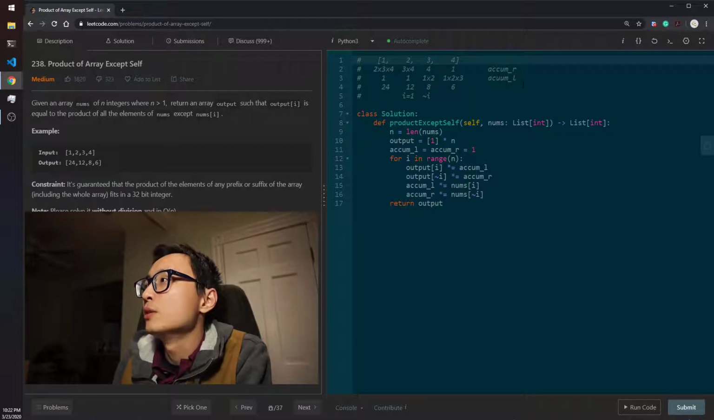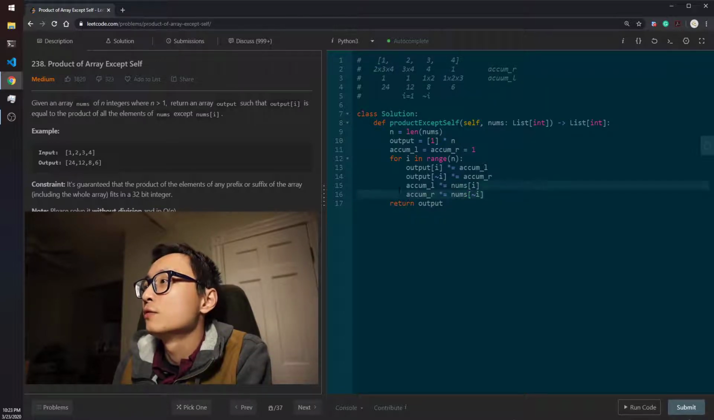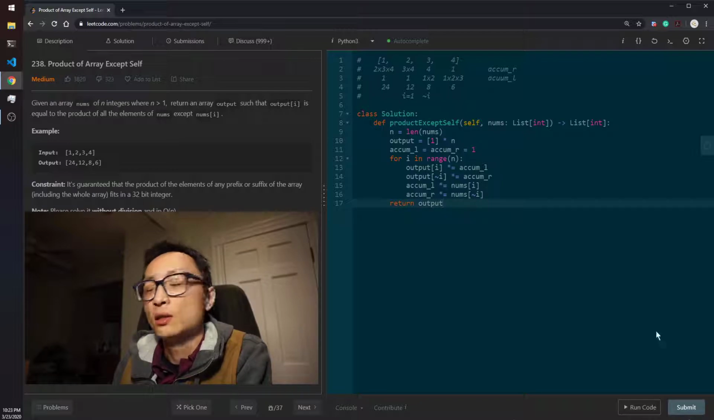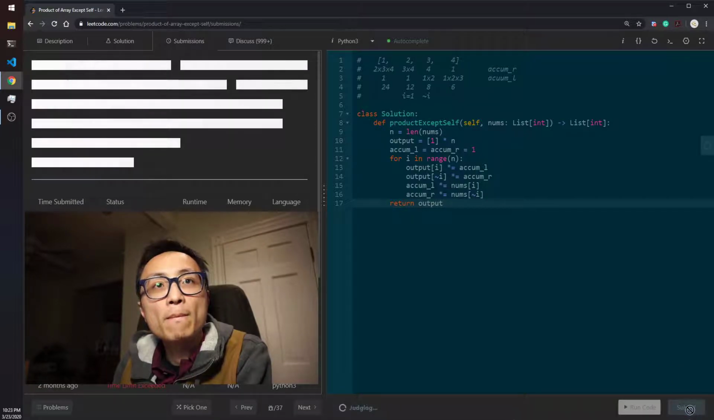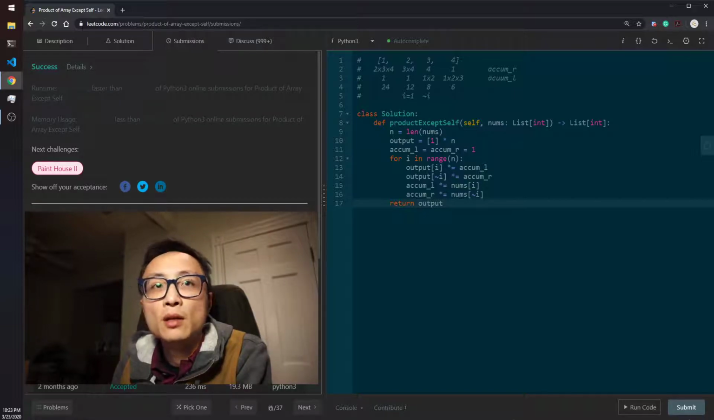It's the same story with the left accumulator. At the first location it's the initial value, and at the second location it's the initial value multiplied by the first element. So the update of the accumulator always lags 1 compared with the updating of the output. So that's the solution. It was working, and that's the question for today.